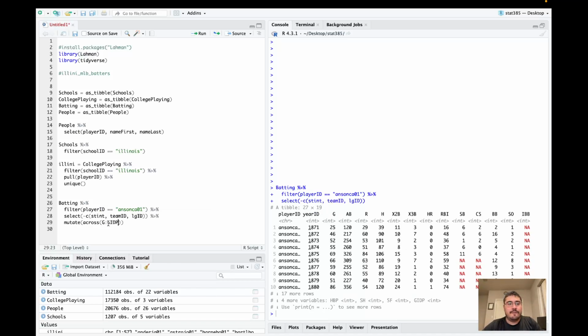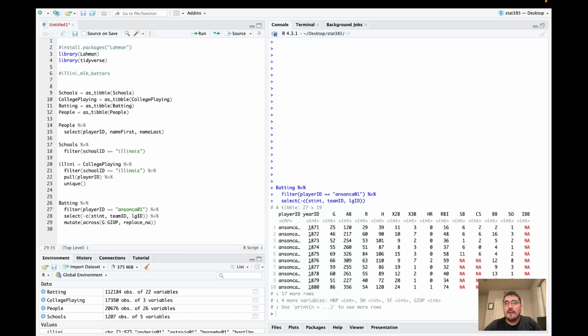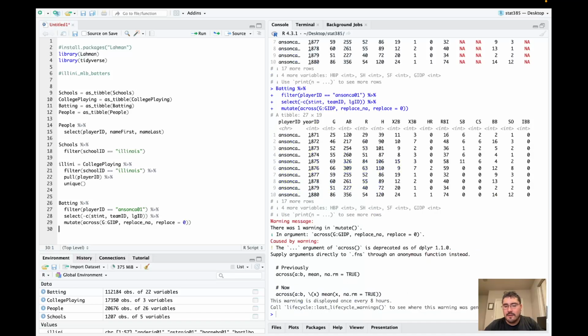And I'm going to replace NA with 0. Did I do something wrong? I don't think, oh, that's a warning message. It looks like it did the task though.